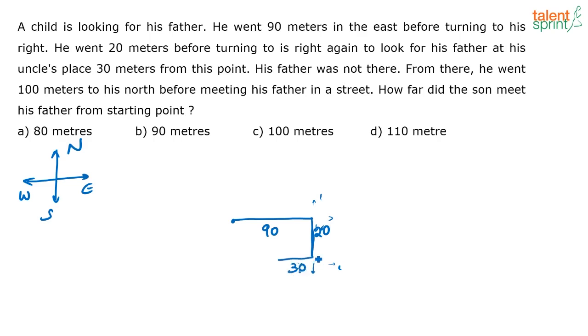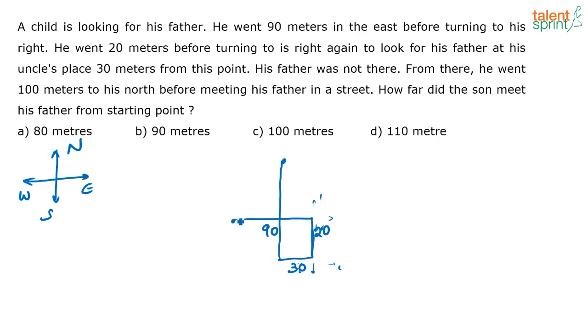So he is doing 30 meters in this direction. And then what he does? He went 100 meters to the north. So he is again from here going 100 meters towards north. And he is meeting his father at this point. How far did the son meet his father from the starting point?